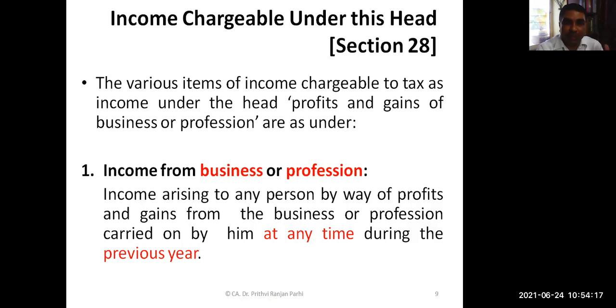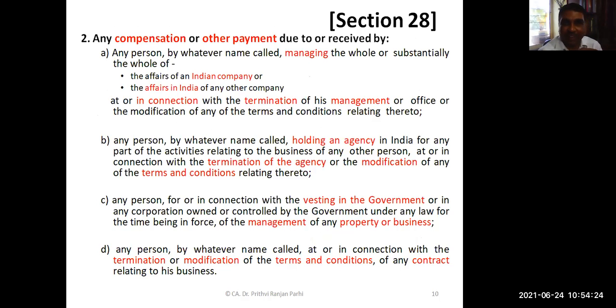Now let us move to the next item. In case you have any query, you can raise your hand, or you can ask directly, or you can unmute yourself and ask.